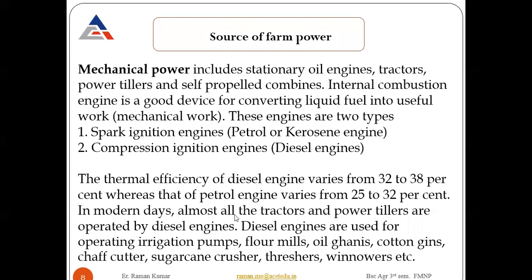In modern days, almost all tractors and power tillers are operated by diesel engines. Diesel engines are also used for operating irrigation pumps, flour mills, cotton gins, chaff cutters, sugarcane crushers, threshers, and winnowers. All types of work are done with the help of the diesel engine. So this is called mechanical power.